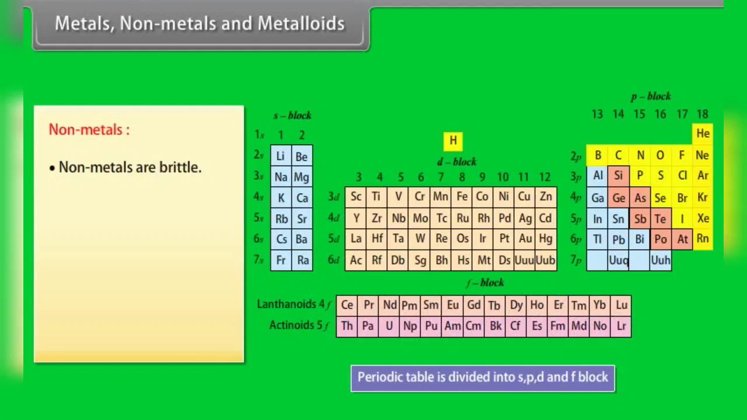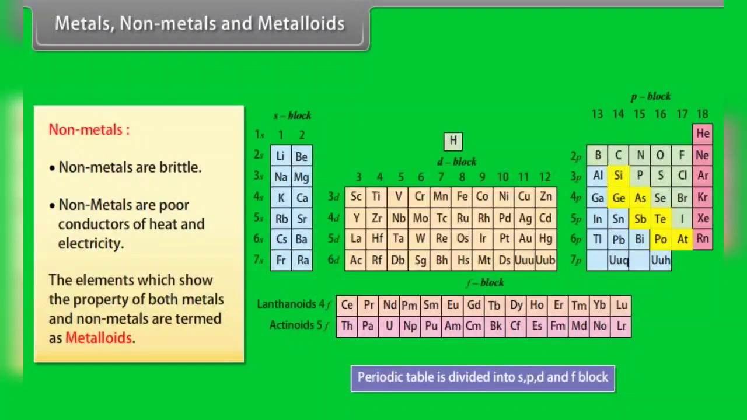Non-metals. Non-metals are brittle. Non-metals are poor conductors of heat and electricity. The elements which show the property of both metals and non-metals are termed as metalloids.